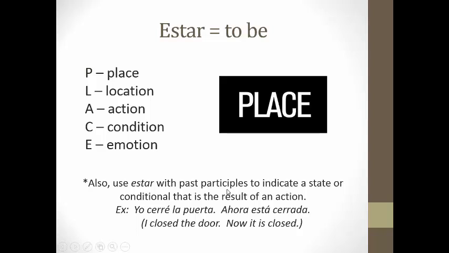Remember, past participles are -ado and -ido. It's when you take a verb. Let's take the verb cerrar, to close. Remember, when you want to take a verb and make it into an adjective, if it's an AR verb, you drop the AR and you add -ado. And if you have an ER or an IR verb, like the verb to serve, servir, and you want to say served, you drop the IR and add -ido, servido.